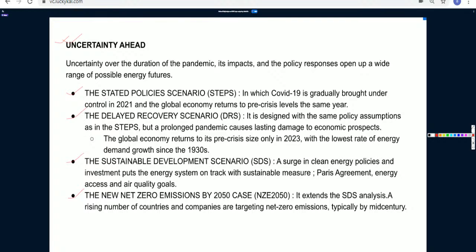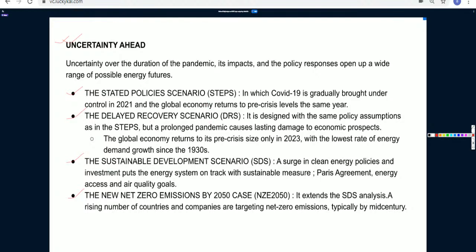So in the Stated Policies Scenario, they state that by the year 2021 we will be able to bring the COVID-19 pandemic under control, and we will try to return to the pre-crisis level in the same year. This is STEPS, the Stated Policies Scenario. This is the stated policy of different countries. This is the Stated Policies Scenario under this report.